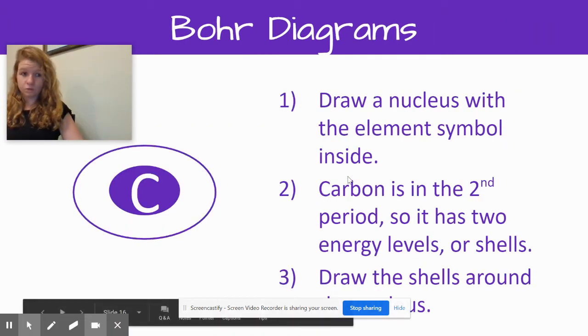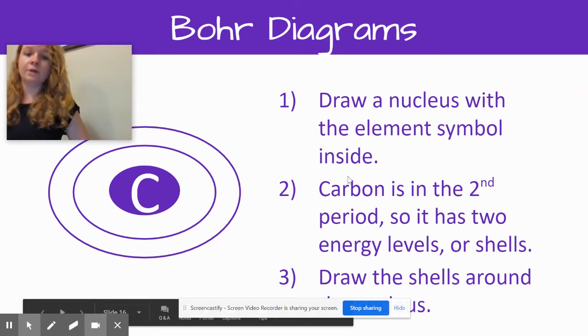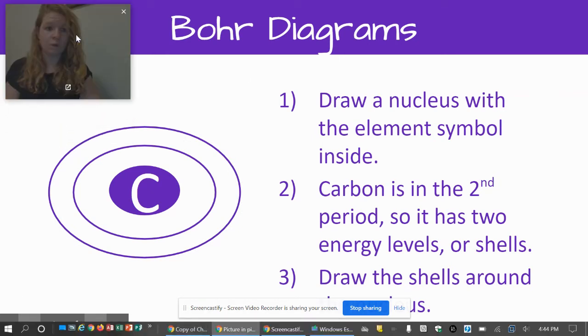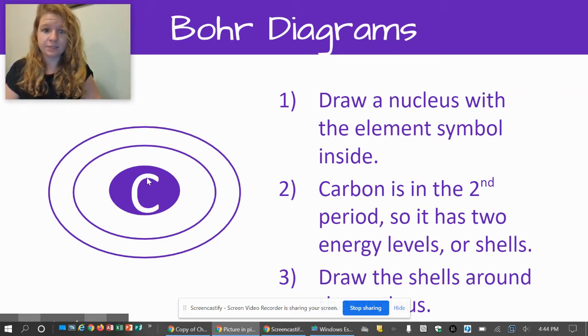So then, to draw your Bohr diagram, you're going to draw a nucleus first, because every atom, no matter what their atomic number is, has a nucleus. So you're going to draw a nucleus with the element symbol inside of it first. Right now I drew my nucleus and I put C for carbon. You should all know C is carbon.